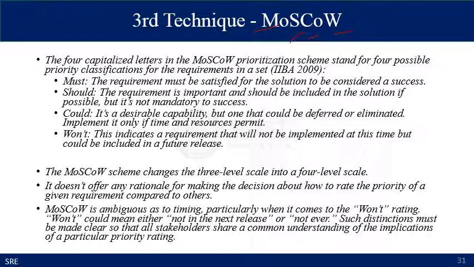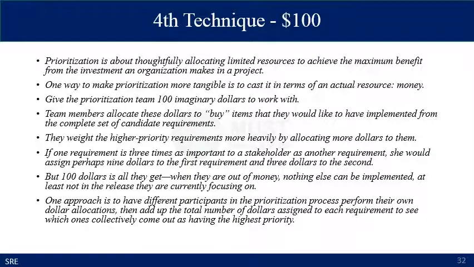MoSCoW is ambiguous as to timing, particularly when it comes to the won't rating. Won't could mean either not in the next release or not ever. Such distinctions must be made clear so that all the stakeholders share a common understanding of the implications of a particular priority rating. Another technique is the $100 investment scheme.